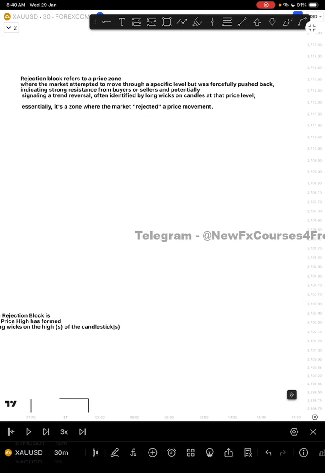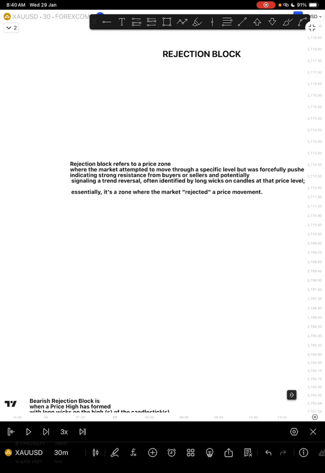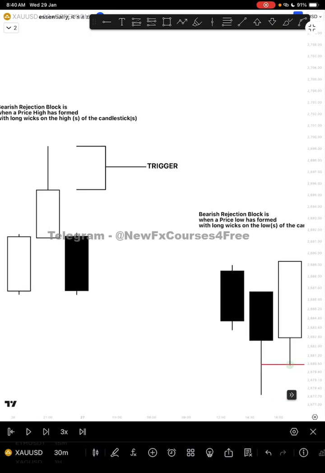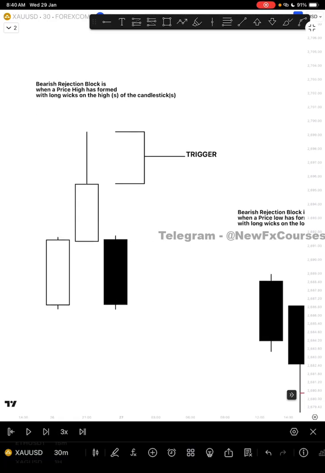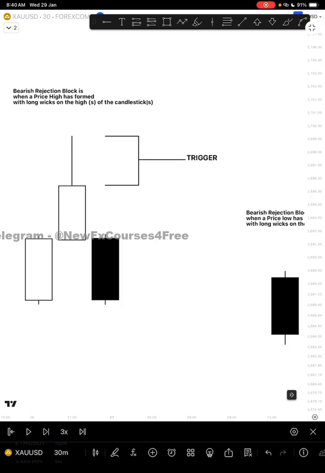So, since we all know the definition of a rejection block now, let's go lower. We've got two types of rejection block: bullish rejection block and bearish rejection block. Bearish rejection block is when a price has formed a long wick above a high. So you can see this illustration here. You can see the long wick which the market formed after popping above this high.